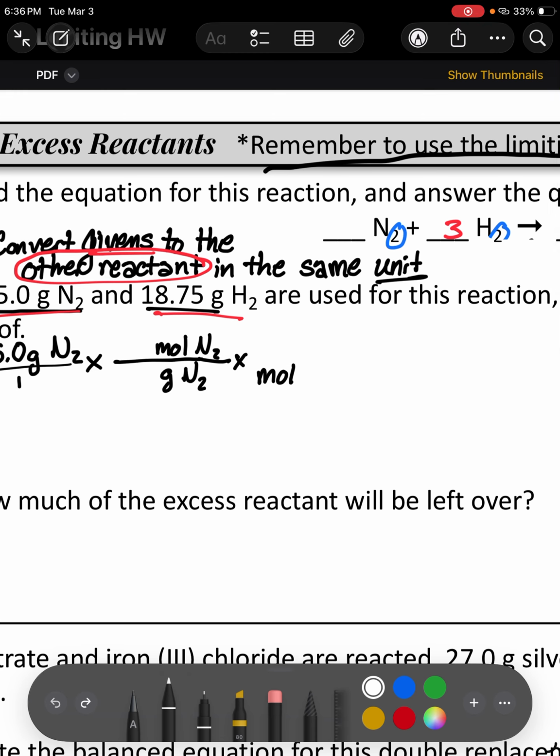Oh, I wrote that really wrongly. I'm sorry. I got excited. Convert moles of nitrogen to moles of hydrogen. And make sure you're staying consistent. Going diagonal. It has to be the exact same unit and compound. Grams of nitrogen, grams of nitrogen. Moles of nitrogen, moles of nitrogen.